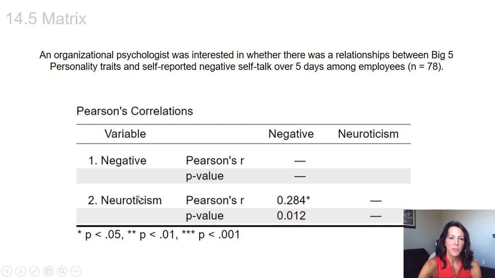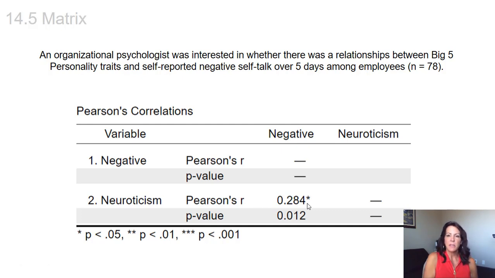We have the variables on the left. We also have them on the top. And where the two variables come together, we have the correlation. Now you notice some blank lines. That's because anything correlated with itself is a perfect correlation of 1, so we just ignore it. So here we have neuroticism and negative self-talk, and the correlation is 0.284.